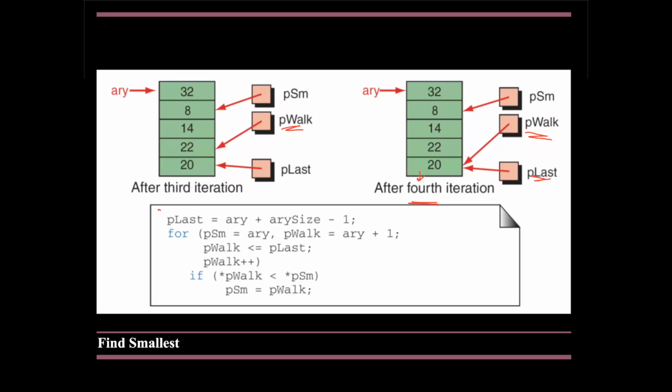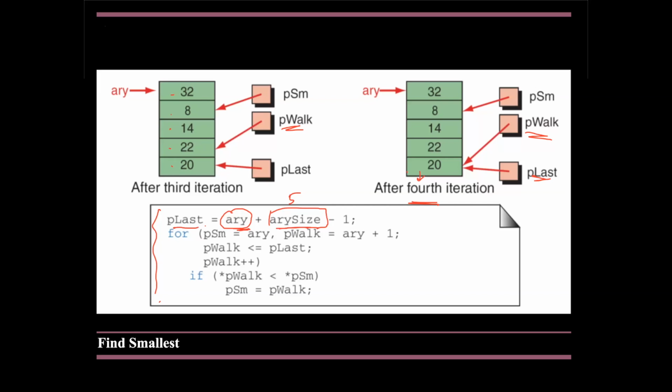So the code, this is pseudocode, right? P last equals the beginning address of ARY plus the array size. We don't know what this size is, but let's say we know that this one, 1, 2, 3, 4, 5, there are only 5 elements in there, minus 1. So P last, remember, is the beginning address plus the array size minus 1. Why is that? Well, remember, array indexing starts with 0, right?